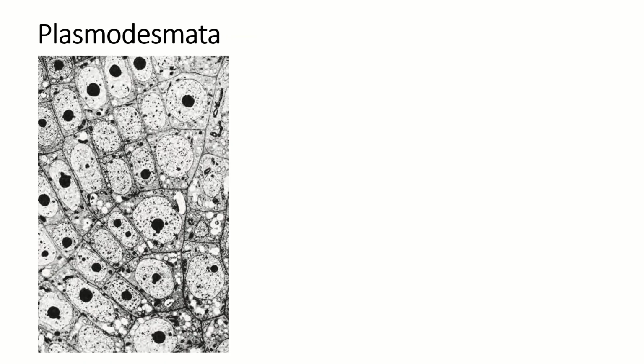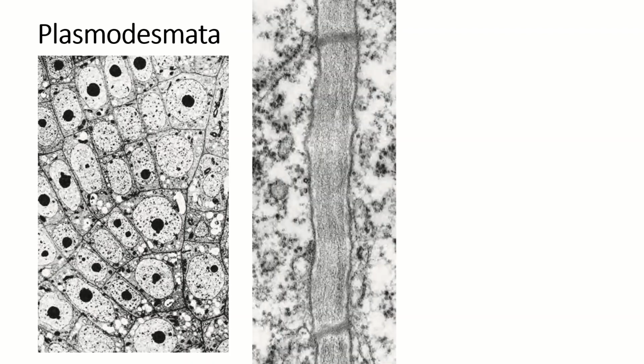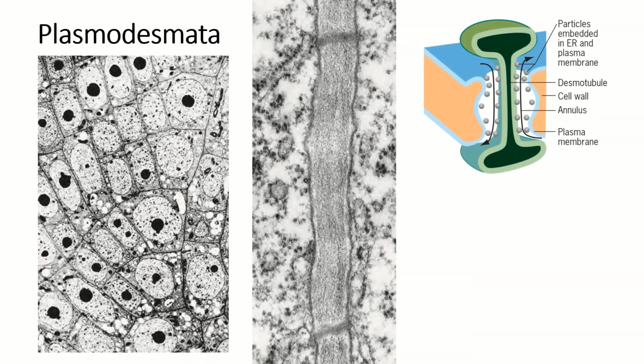Now, plant cells have a special type of this junction called plasmodesmata. Okay. So the plasmodesmata are the channels between the cell walls of two adjacent plant cells that allow them to communicate with each other. So here we can see a structure of a plasmodesma.